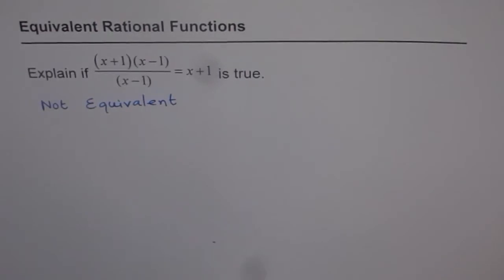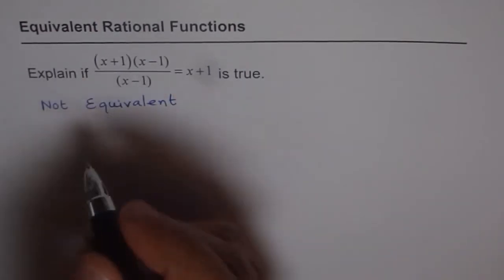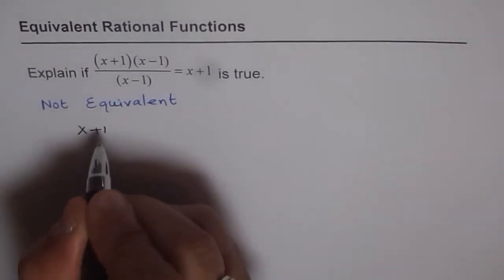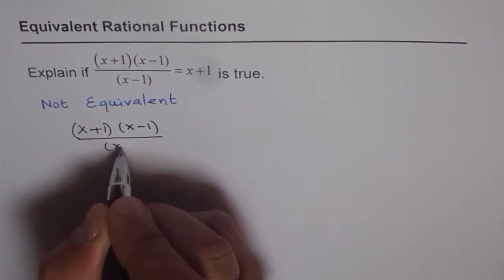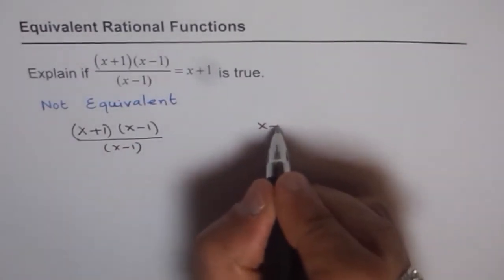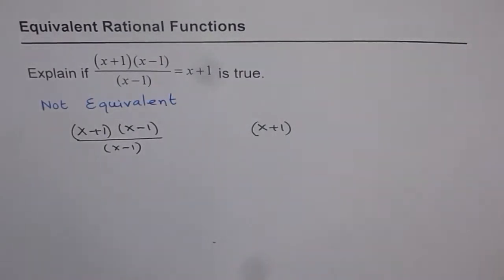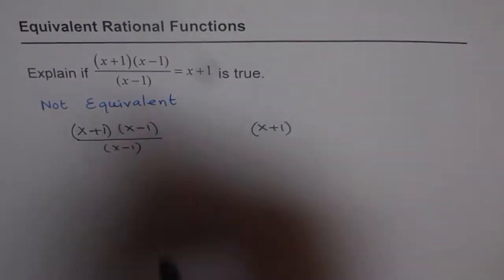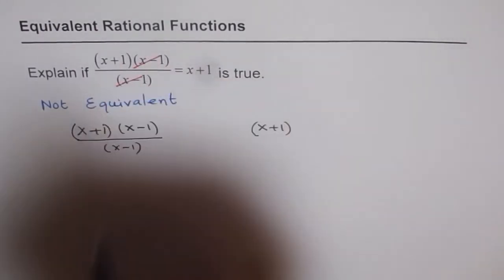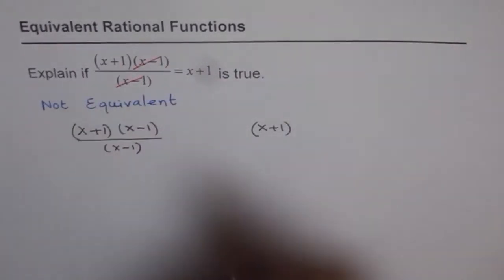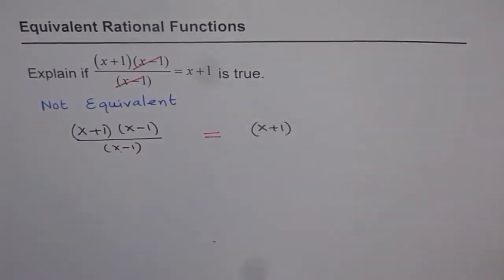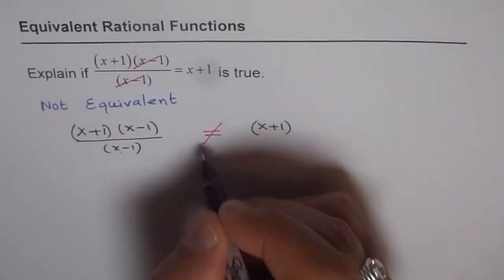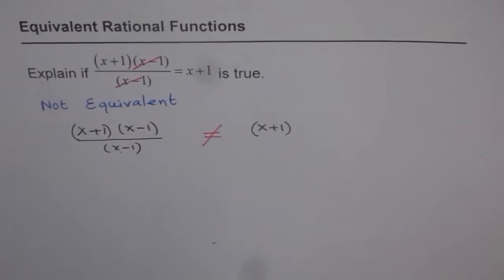Now if you analyze the two functions, let me rewrite them. The first function is (x + 1)(x − 1) divided by (x − 1), and the second one is x + 1, right? Now all of us will just try to cancel this out. When we cancel this out, we are left with x + 1 and we say, well, they are equal. But actually speaking, they are not equal. Now, why are they not equal? This is what you need to answer.